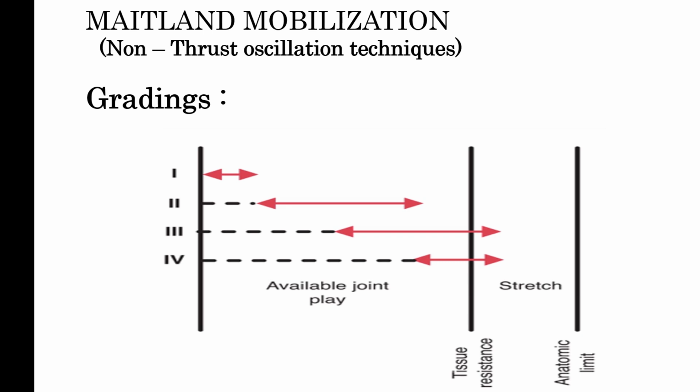Grade 3. Large amplitude rhythmic oscillations are performed up to the limit of available motion and are stressed into tissue resistance. They are usually performed at 2 or 3 oscillations per second for 1 to 2 minutes. Grade 4. Small amplitude rhythmic oscillations are performed at the limit of the available motion and stressed into the tissue resistance. They are usually rapid oscillations like manual vibrations. Grade 3 and 4 go beyond the tissue resistance.